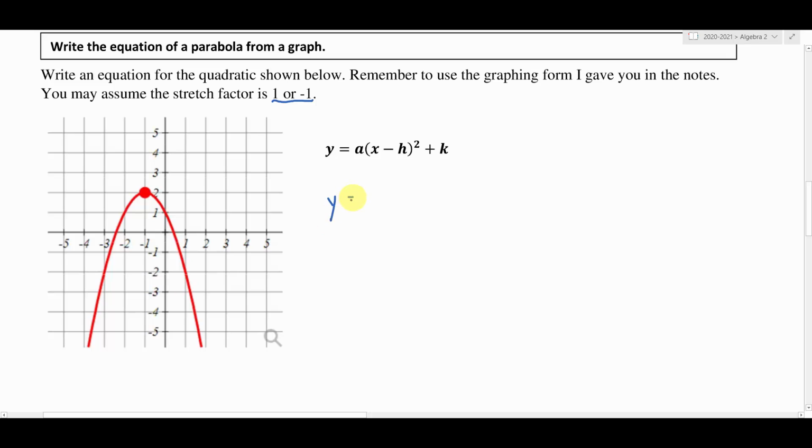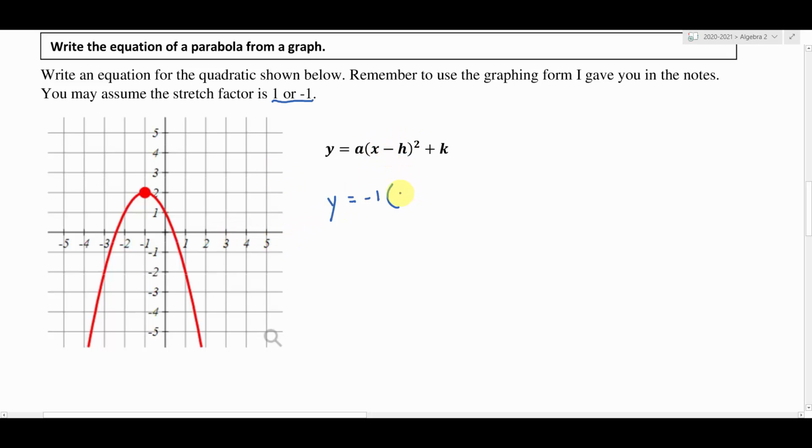So I'm going to start by writing this out. Now remember, it says A is 1 or -1, and we can tell by the direction that the parabola opens. So in this one, the parabola opens down, so we know that A is going to be -1. Remember, the negative flips the parabola or reflects the parabola over the x-axis. I'm going to continue writing my equation now.